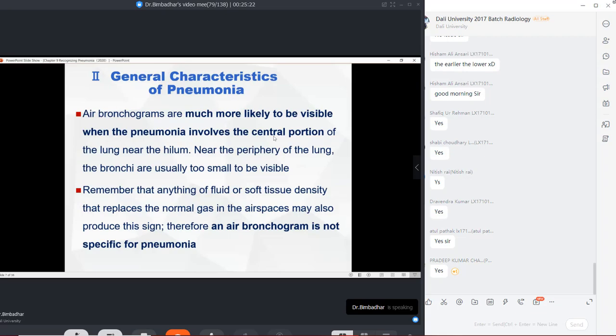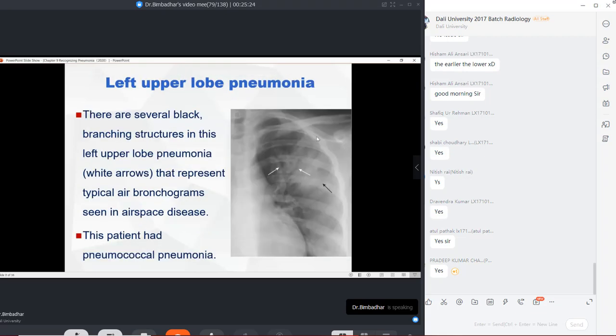Okay, we'll see. Now, let us try to understand here. We are trying to look at this particular X-ray. In this X-ray, I can see that there is some kind of a hazy, fluffy density, which is confined to a single lobe.